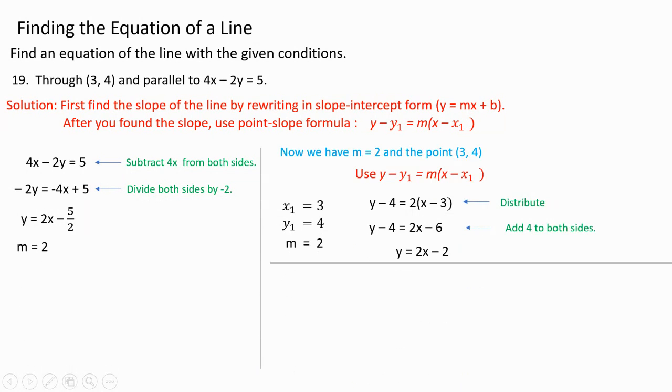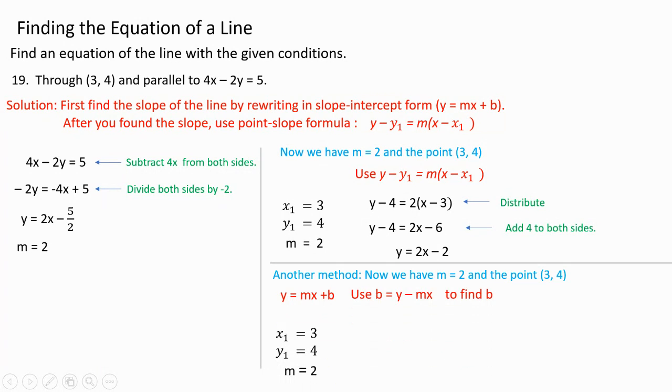Now this can be done another way. If you want, you don't have to use this formula here. Let's stick to y equals mx plus b. We have my m. My m is 2. Now I need to find b. So if we solve for b in the formula, we subtract mx from both sides. So b equals y minus mx. This is to find b. So you always use b equals y minus mx.